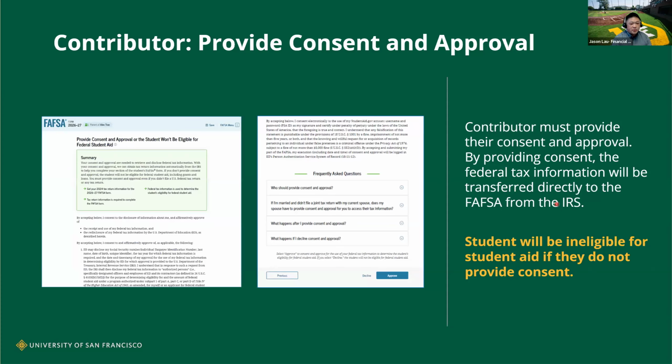The parent will also be provided with the same consent and approval. Again, this is used to provide consent also for the FAFSA to pull the information from the IRS, so your tax information from the IRS. If you do not, again, provide that consent or approve it, the student will be ineligible for student aid. So mostly, the tax information, I think also makes things easier for you as the parent when you're completing the student's FAFSA, if you don't need to manually enter all this information, like figure out where on the tax return I need to pull that information. So I think it's a great thing to be able to now for FAFSA to communicate with IRS.